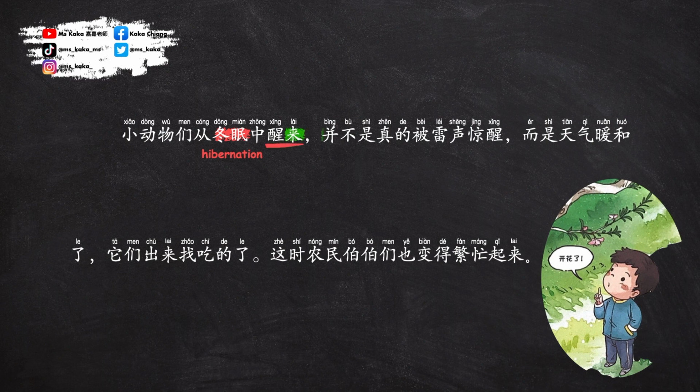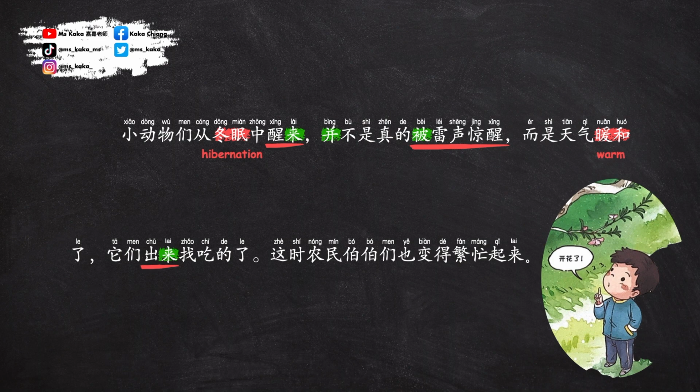醒来 means to wake up. 并 is used before the negation words such as 不 and 没有 to emphasize negation to clarify the real situation. 被 is the identifier of passive voice in Chinese. 被雷声惊醒 be awakened by sound of thunder. 暖和 warm. 来 directional complement used after a verb to indicate that the action moved towards the speaker. So 出来 means to come out. The small animals wake up from hibernation not because they are actually awakened by thunder, but because the weather has warmed up, and they come out to look for food.